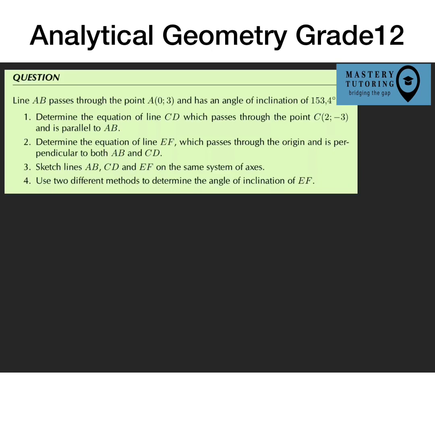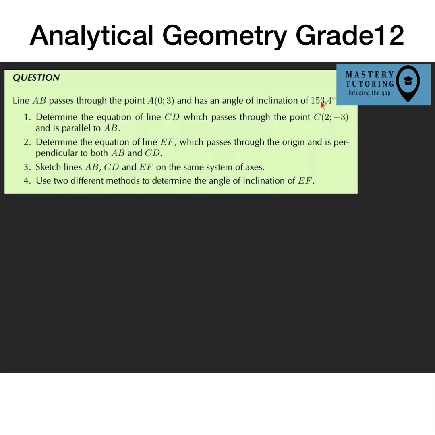In this video we're going to be doing a question from analytical geometry. It's a grade 12 question. The question reads as follows: line AB passes through the point A and has an angle of inclination of 153.4 degrees. The coordinates of A are given as (0, 3).